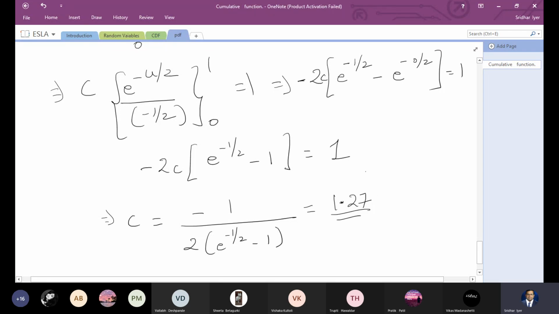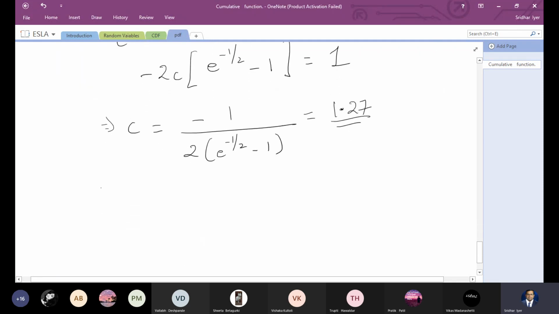1.269, 1.27, something like that. Okay. Right? So we can rewrite the PDF. Therefore, we can rewrite the PDF including the value of C. So f u of u, this should be capital. F u of u will now be c e raised to minus u by 2. So value of c is some 1.27 or 1.269. So you have 1.27 e raised to, so exponent of minus u by 2.